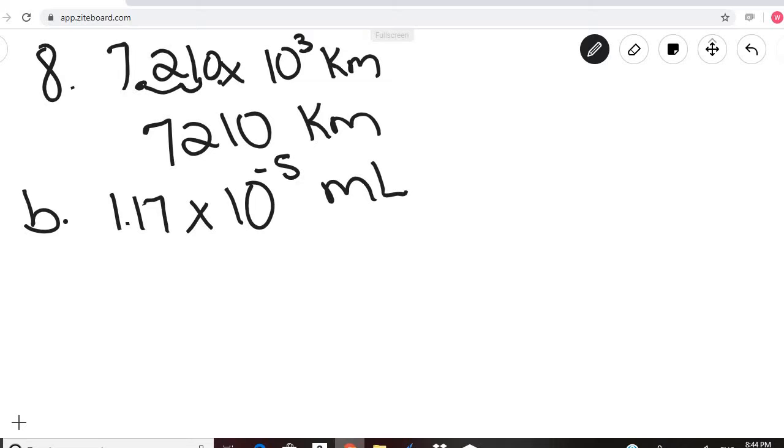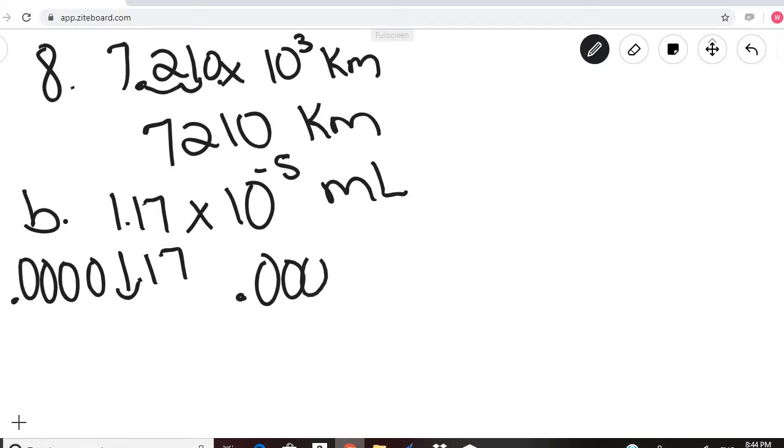Okay, so we need to move the decimal place 5 places to the left. So we start with 1.17. So 1 place would get it there, 2, 3, 4, 5. So our decimal place goes right there. So 0.0000117.